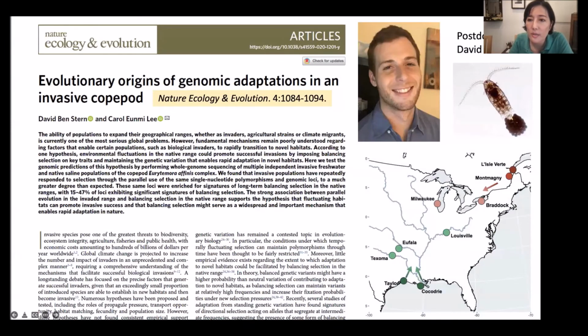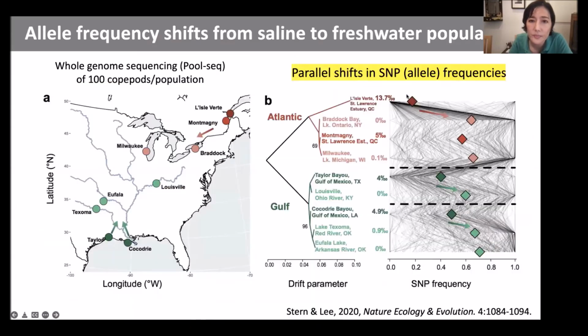So to address that question, we examined genome-wide signatures of selection across independent invasions in the Atlantic clade, shown here in red, and in the Gulf clade, shown here in green. And this is a recent paper. This is work by my postdoc, David Stern. And so what we did is to examine genome-wide signatures of selection. We performed a whole genome sequencing of 100 copepods per population for these populations shown here.